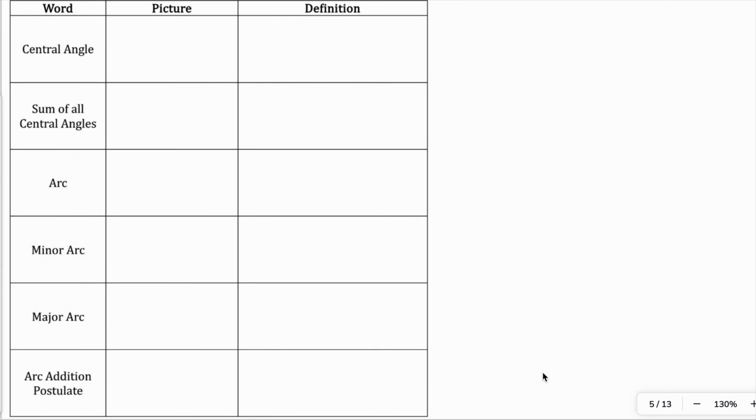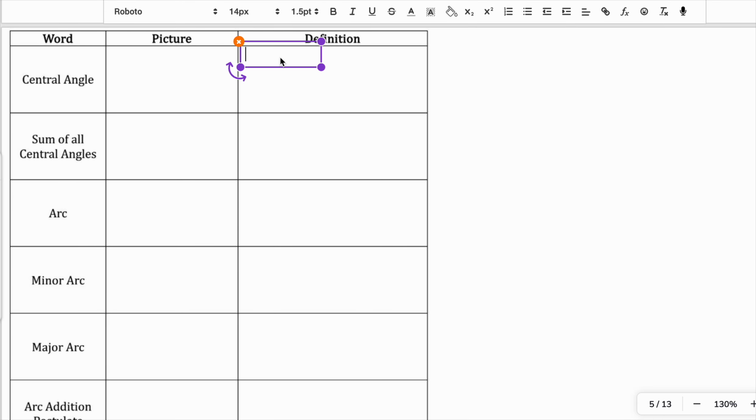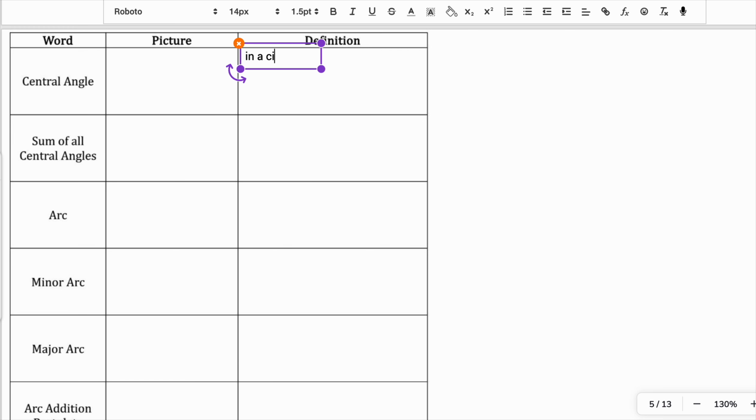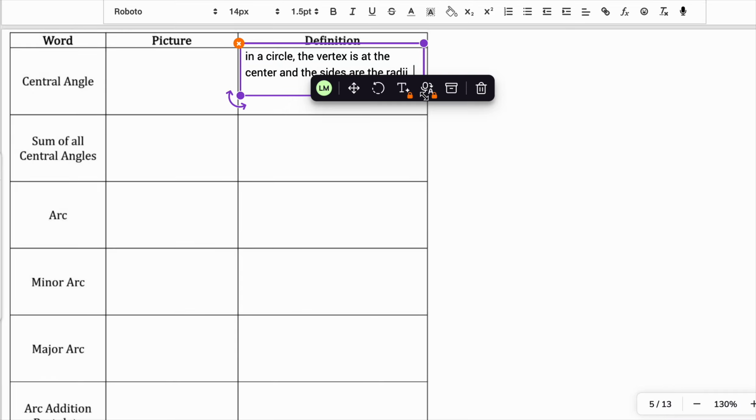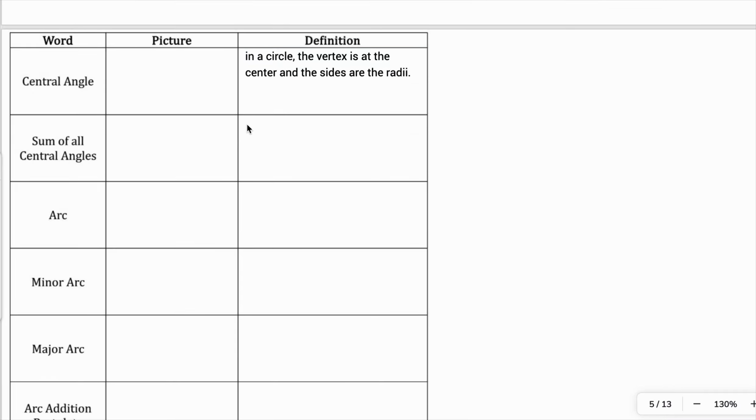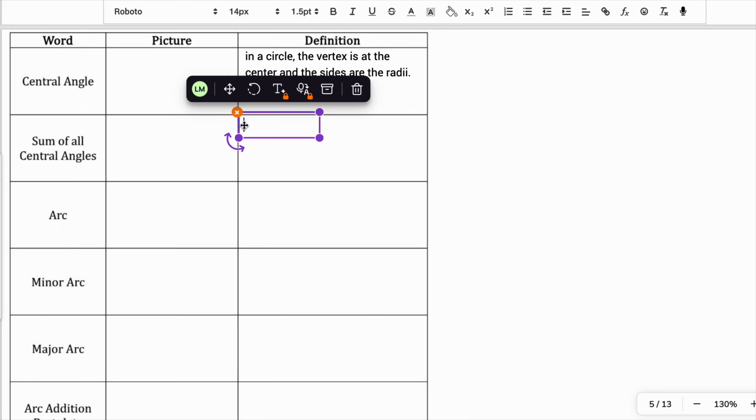So we have a lot of definitions. I'm going to type these in first, and then we will get started going back and showing some pictures. So definition of a central angle starts off as, in a circle, the vertex is at the center and the sides are the radii. So once we have a picture, this will make a little bit more sense for us. The sum of all central angles is 360 degrees.